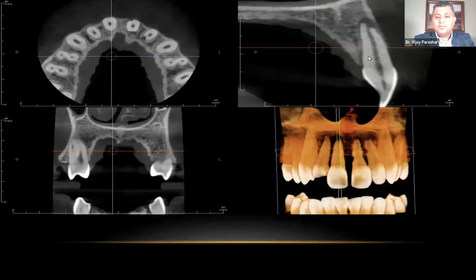This is a really good view when you are trying to look for periapical pathology. Like in this case, you can see tooth number 8, periapical area. It has a periapical radiolucency.